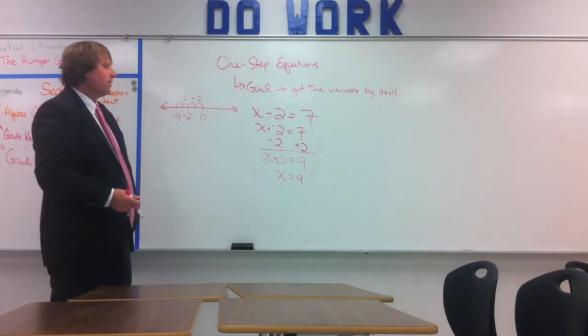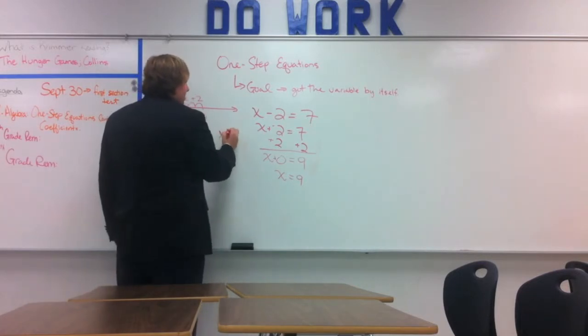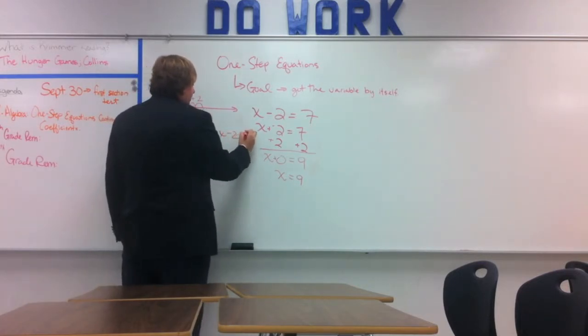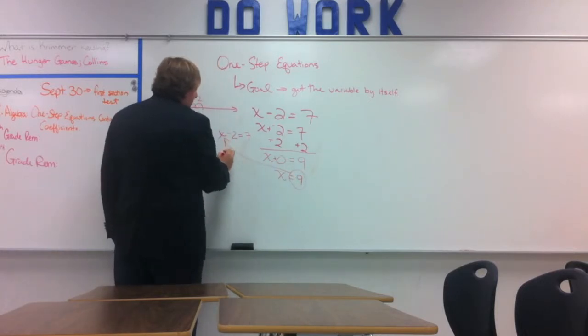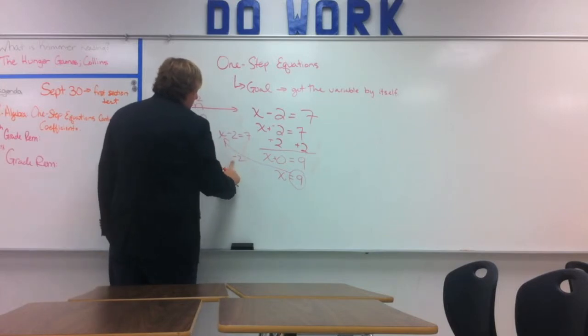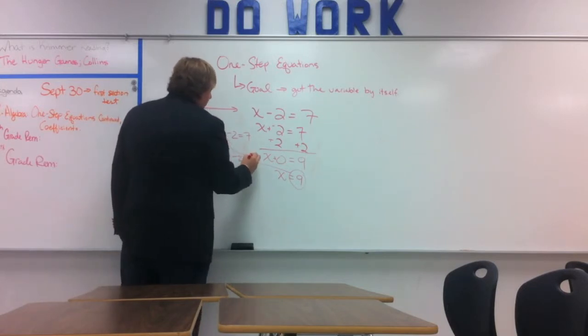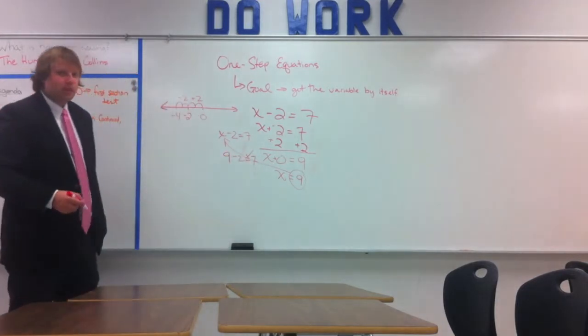So remember, do a check. So we get x minus 2, just rewriting the problem, equals 7. We plug in our 9. 9 minus 2 equals 7. I think 9 minus 2 equals 7, so check. Pretty easy.